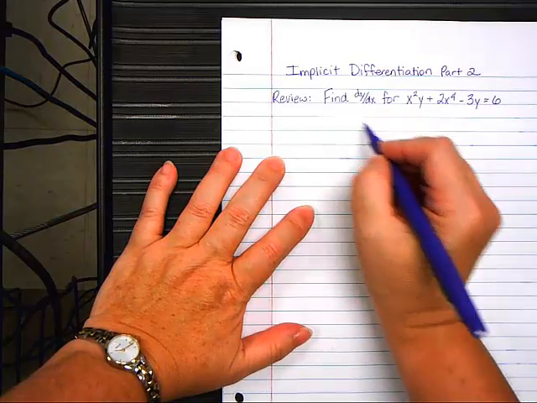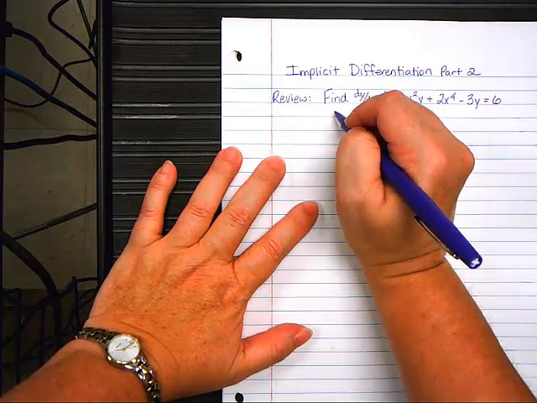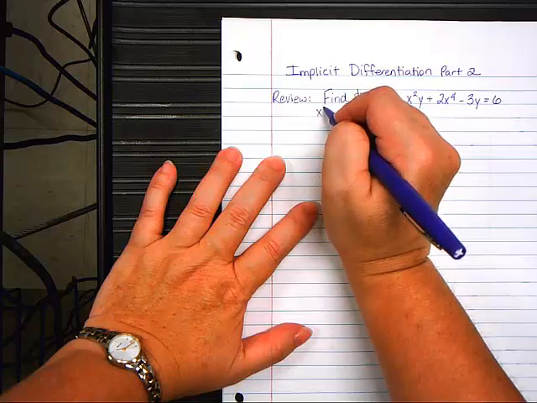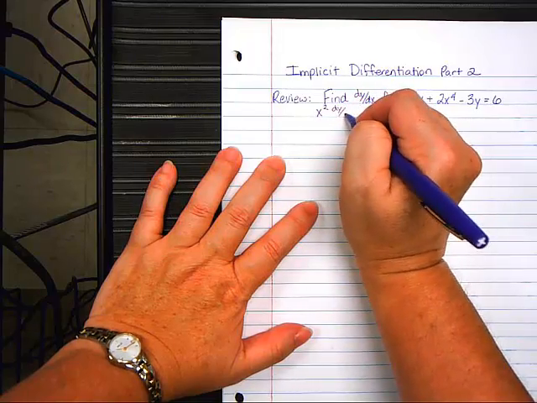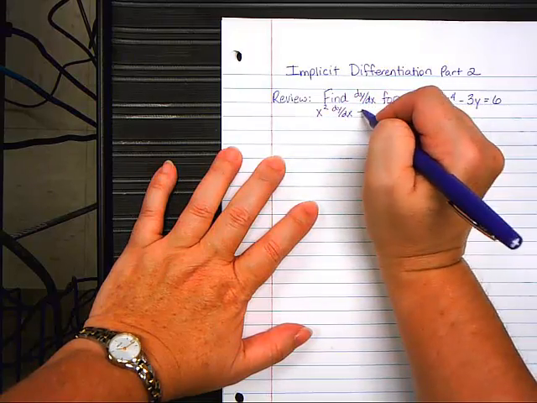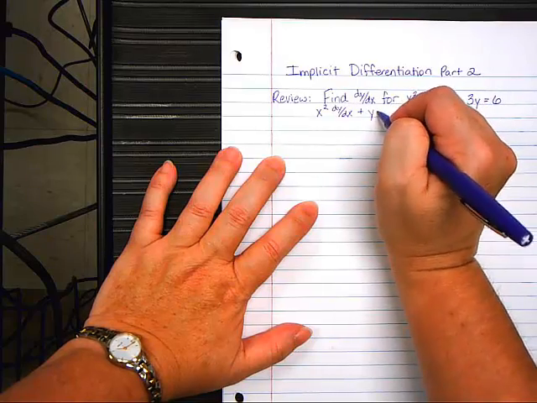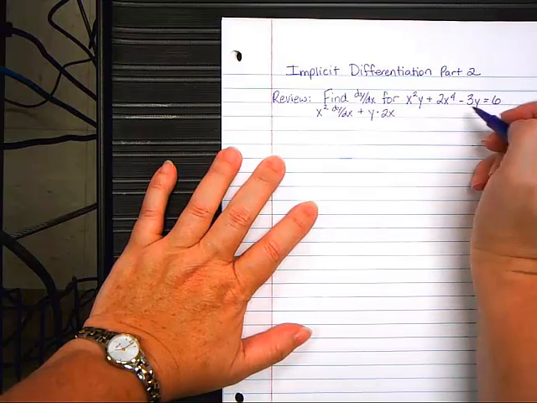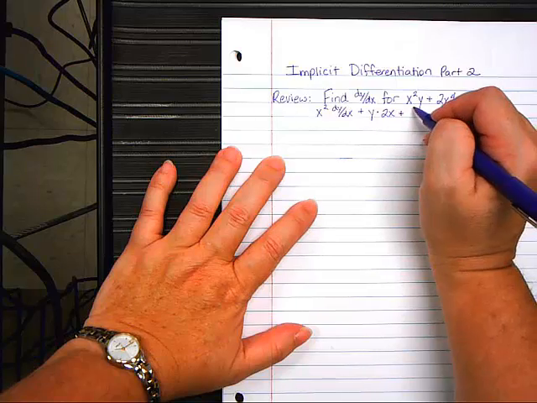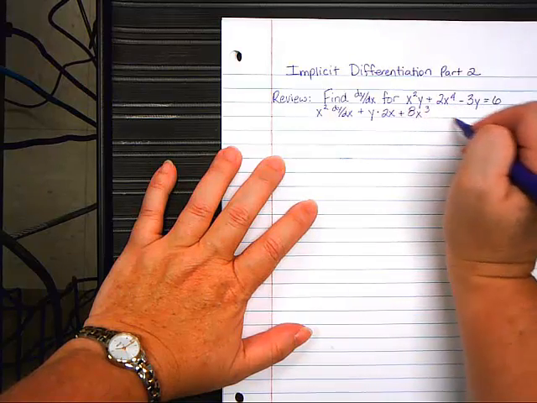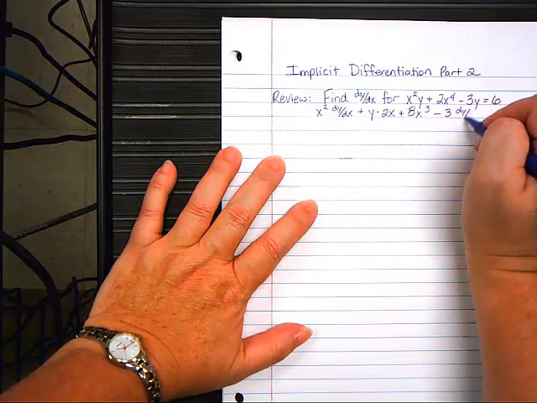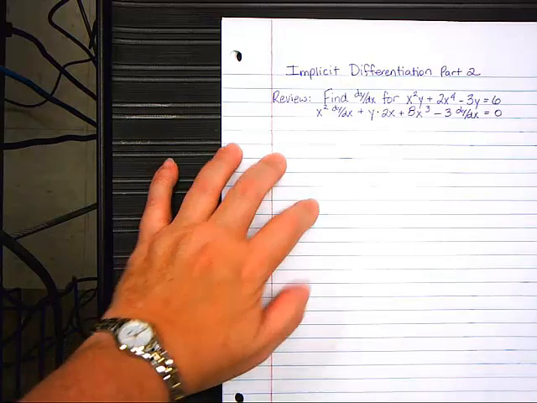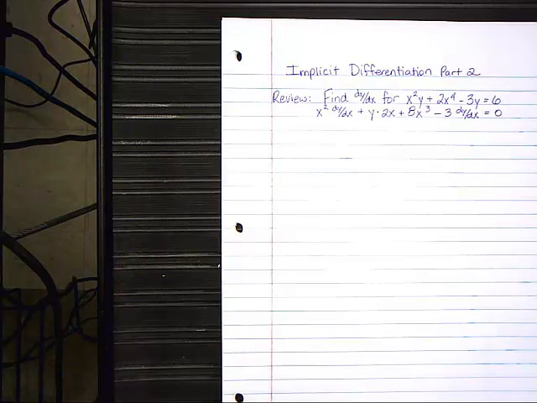So, x squared dy dx plus y times 2x, 1d2 plus 2d1, plus 8x to the third minus 3 dy dx equals 0. Let me stop and say something right here. Very important that you need to know.